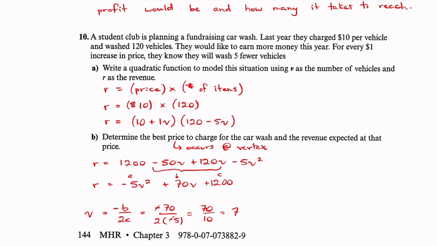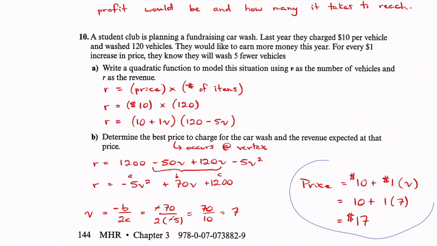Okay, so I know that v is equal to 7, and we wanted to find what the best price was. If we look back up here, our price was 10 plus 1v. So the price is equal to $10 plus a dollar increase times v. And I now know what v is. It's just 7, so I'm going to plug that in. So that's going to be 10 plus 1 times 7, so that's just 10 plus 7, and I'm going to get 17. Okay, so the best price is going to be $17.